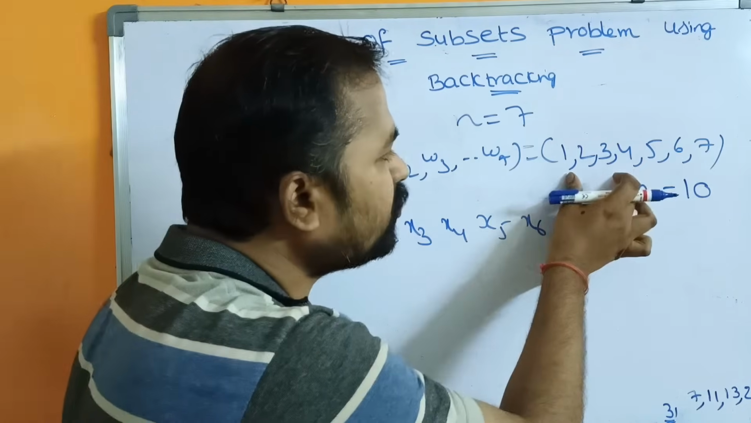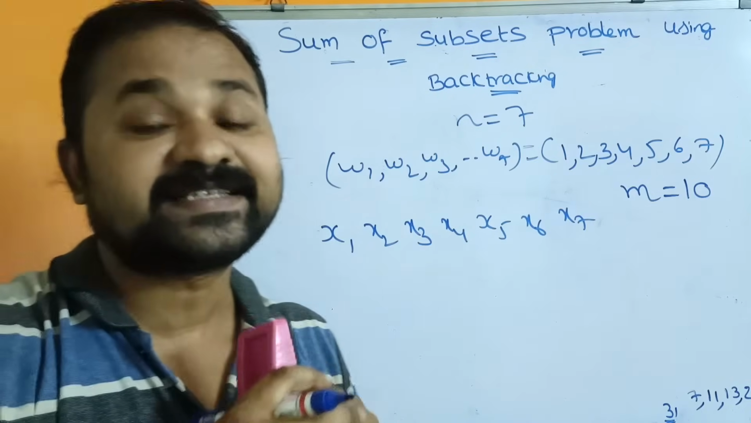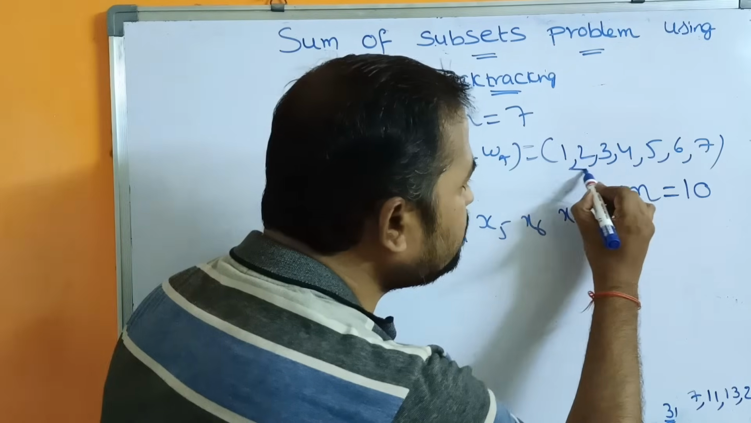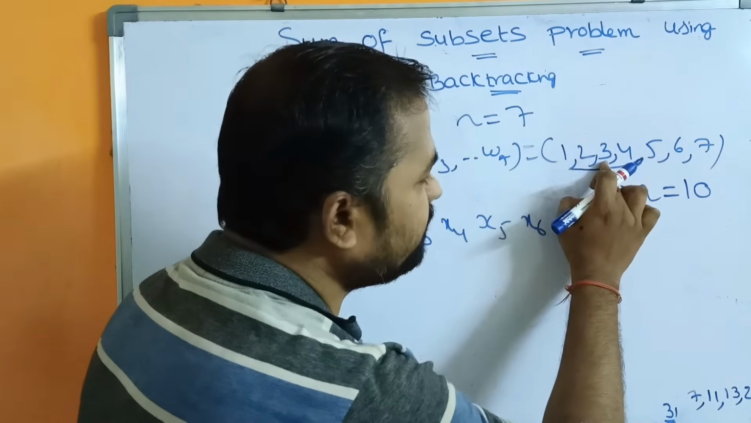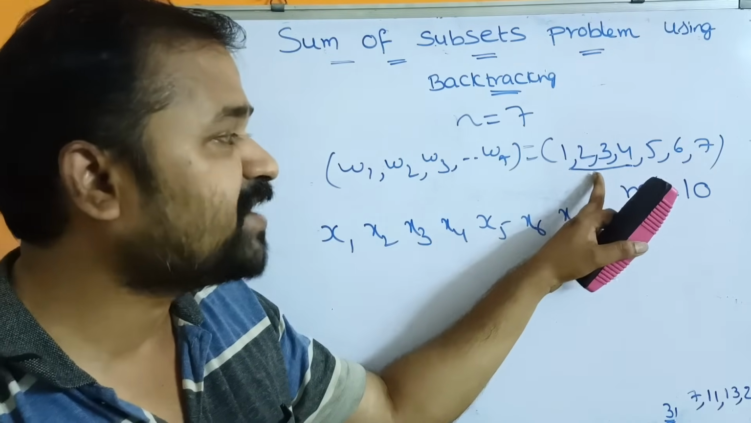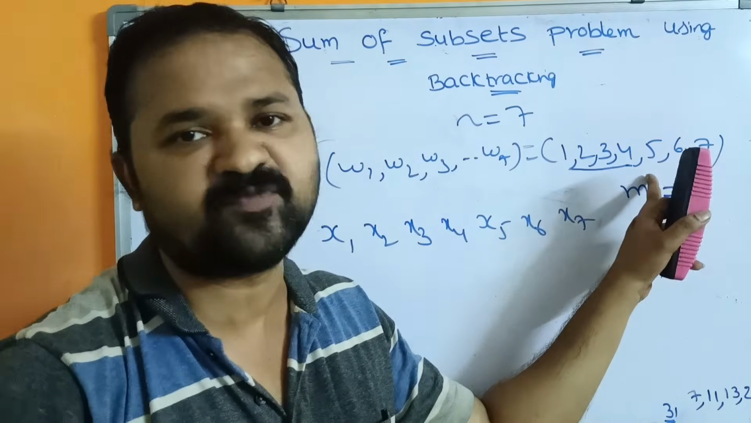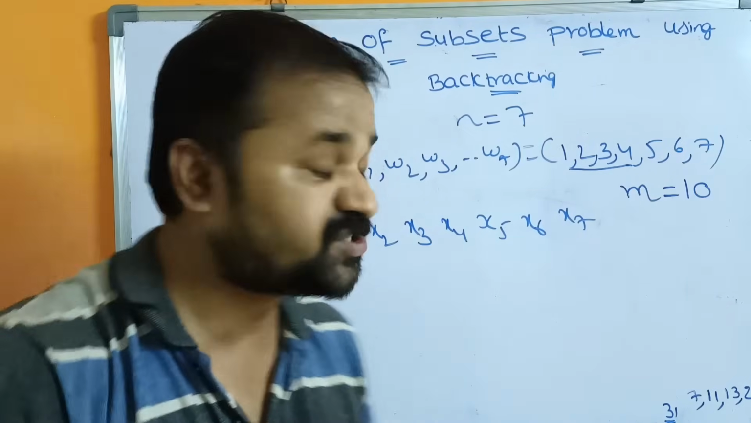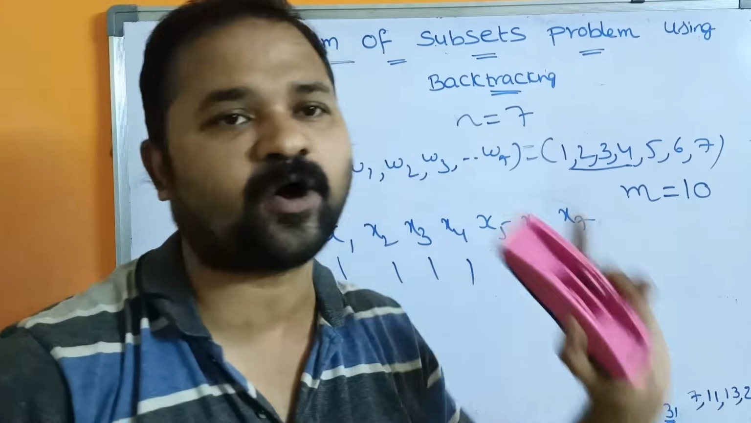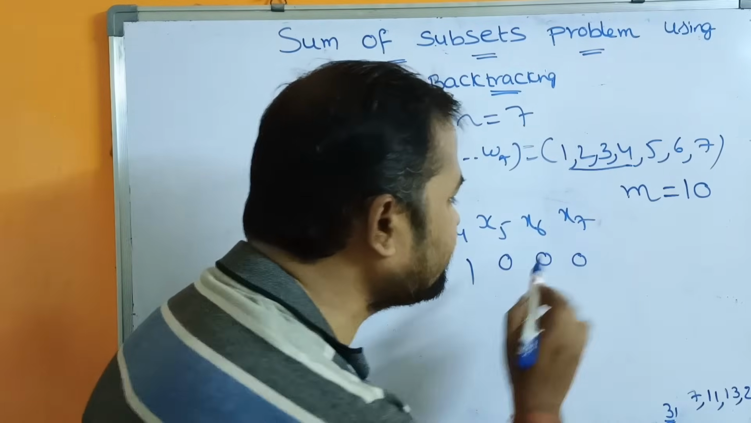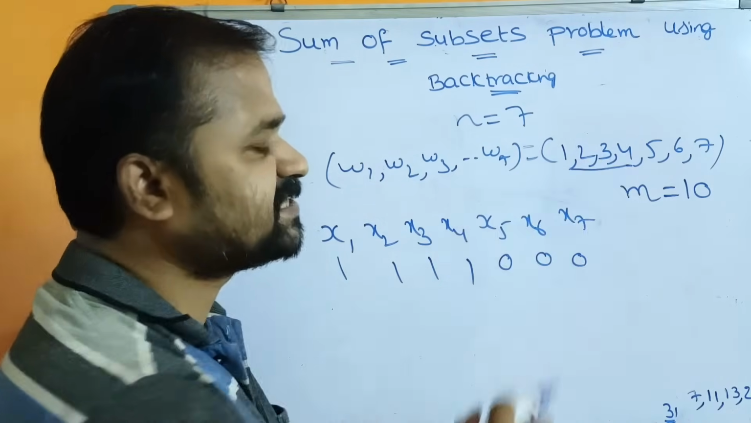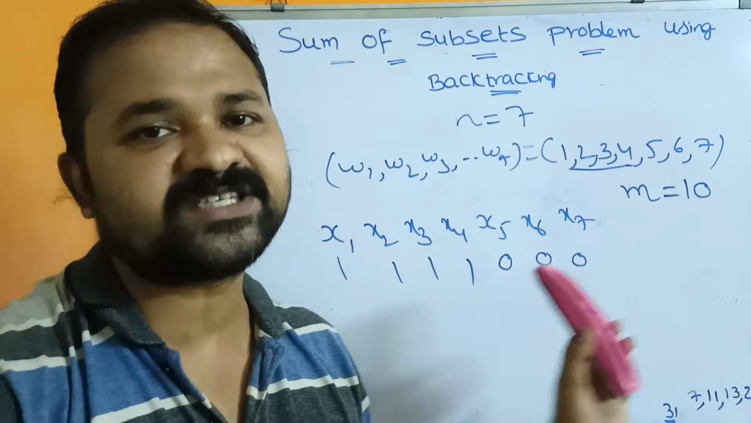So here we have to find a subset of solutions in such a way that their sum must be equal to m. Here 1, 2, 3, 4. So 1 plus 2 is 3, 3 plus 3 is 6, 6 plus 4 is 10. That is equal to 10. So x1, x2, x3, x4 must each be 1, which means we are considering the first 4 objects, whereas we are not considering the last 3 objects. So x5, x6, x7 are 0. If we add the first 4 objects, 1 plus 2 is 3, 3 plus 3 is 6, 6 plus 4 is 10. So this is one solution.